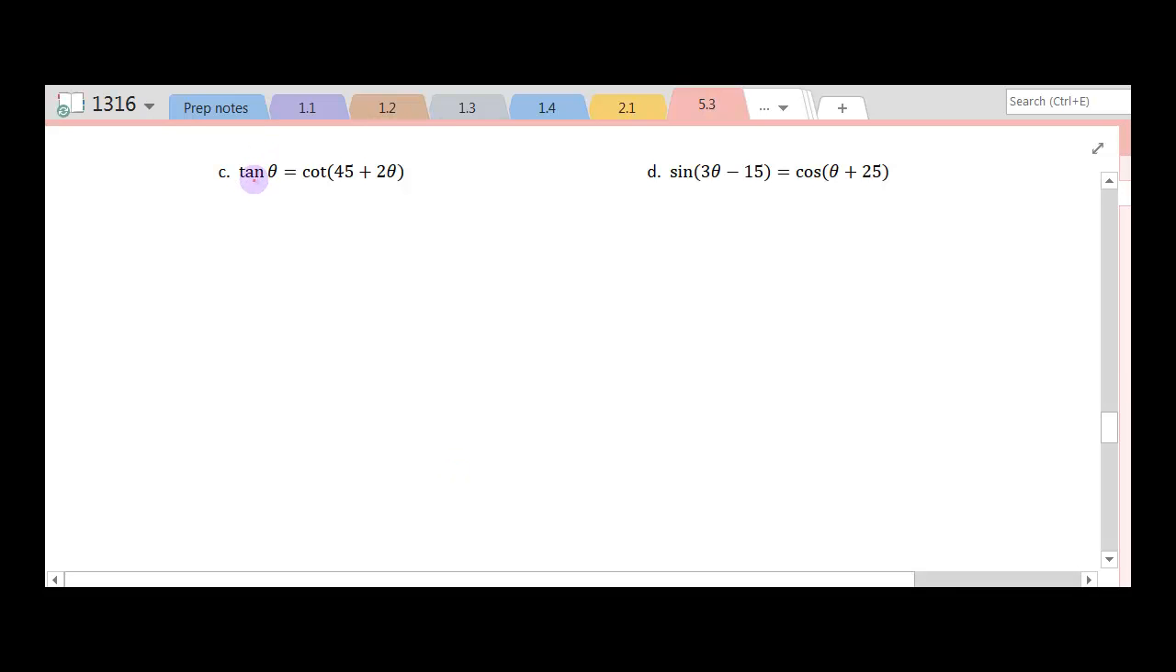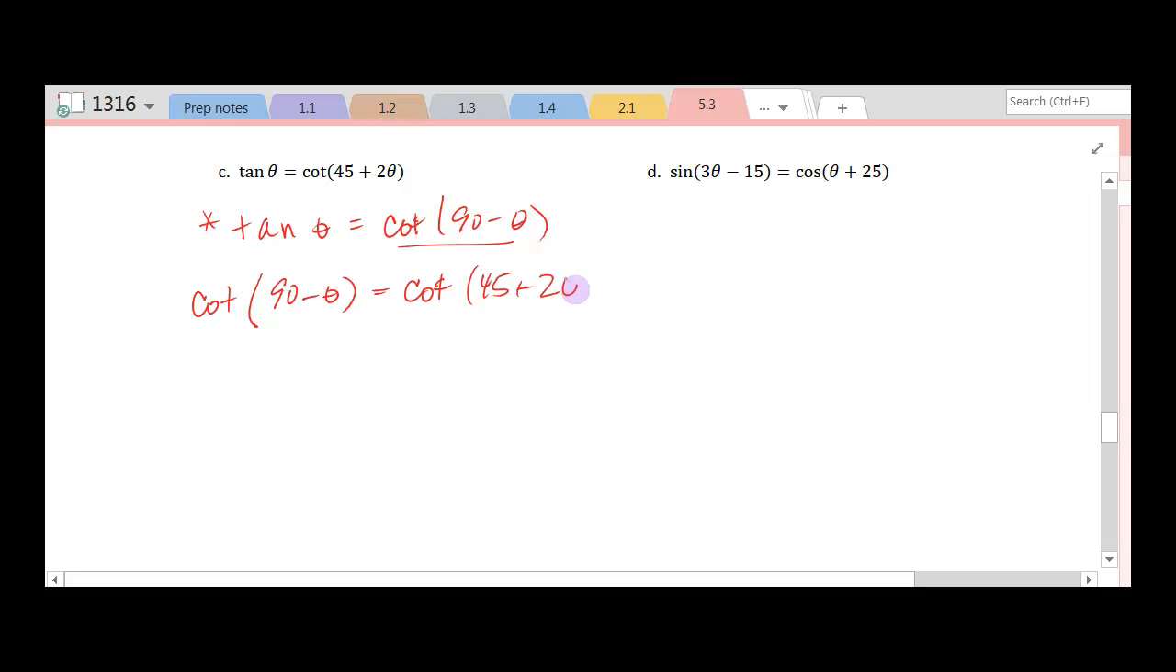Here I'm looking at this example where I'm looking for the tangent of theta when the cotangent is 45 plus 2 theta. So I'm going to write the left-hand side using the cofunction identity that says tan theta is cotangent of 90 minus theta. So I'm going to rewrite the left-hand side using this portion of the identity. So cotangent of 90 minus theta is equal to the right-hand side, which was already cotangent 45 plus 2 theta.